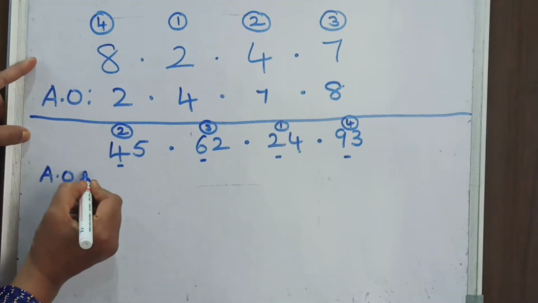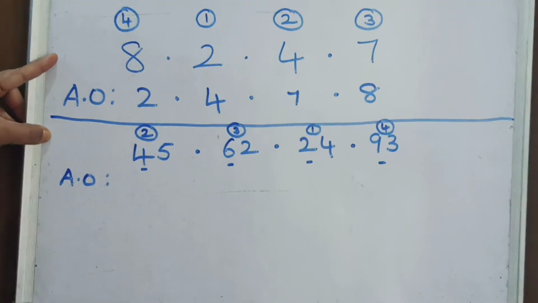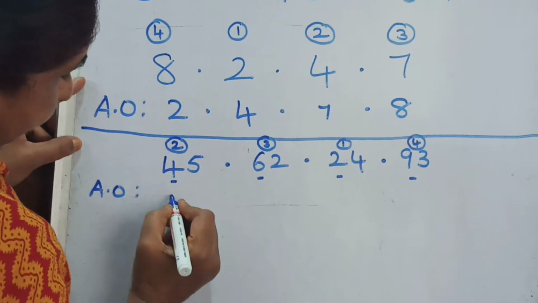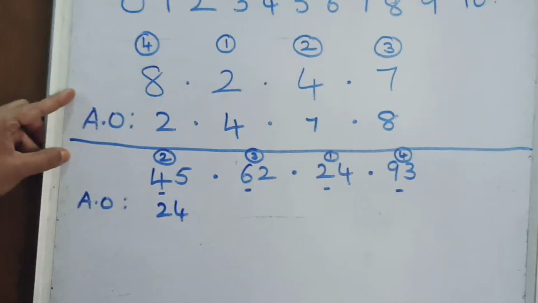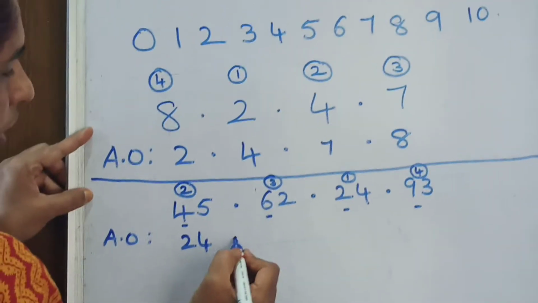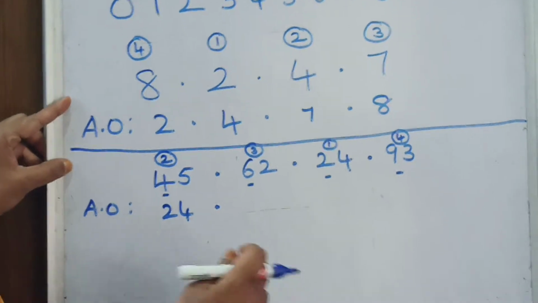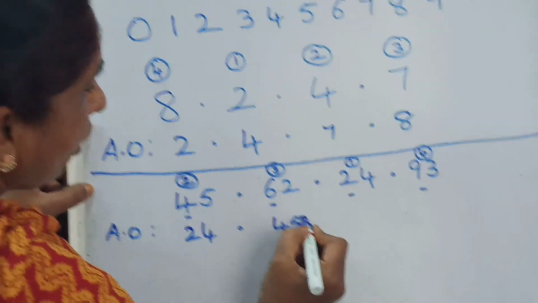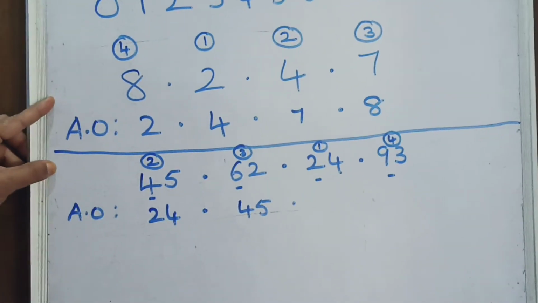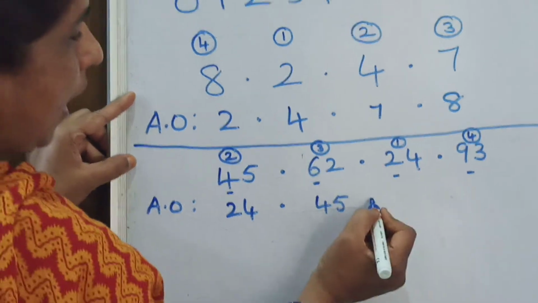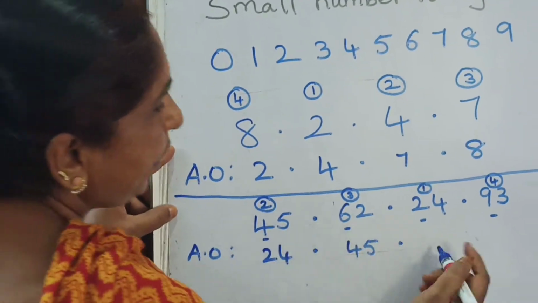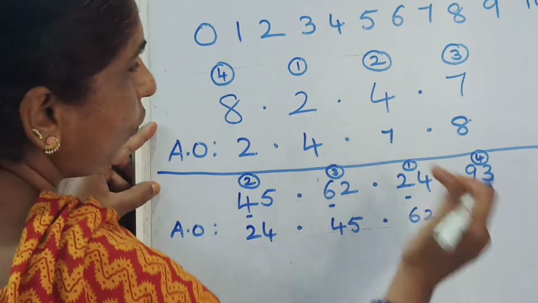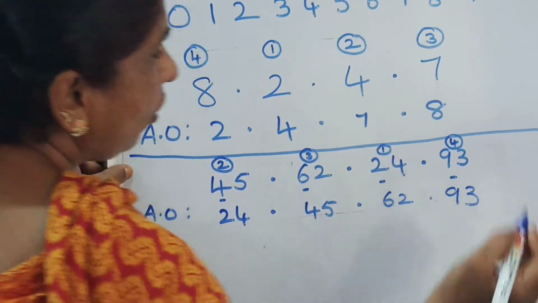After writing this, now AO. AO means ascending order. So now here, which is the smallest number? 2, 4, 24. So write 24 in one box. Then keep one dot and leave one box. And next, what is the second one? 45. 4, 5, 45 is the next smallest number. Again keep one dot and leave one box. After that, 62. By seeing the top numbers, 1, 2, 3, 4, you can arrange them in ascending order.